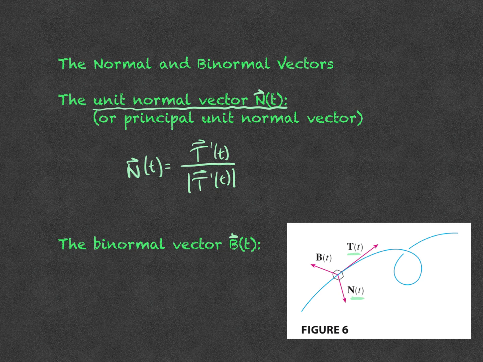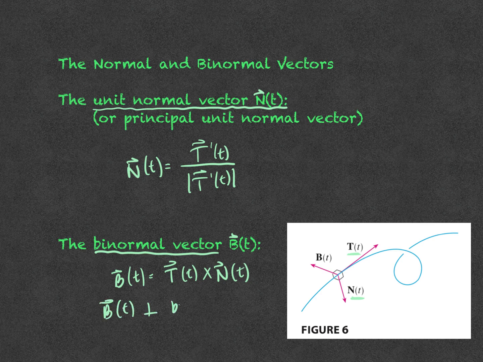Now that leads us into the binormal vector. The binormal vector, so we're going to say B of t equals the cross product of T and N. An interesting note to make is it's perpendicular to T and N, and it's also a unit vector. So it's a binormal vector. B of t is perpendicular to both T and N, and it's a unit vector.